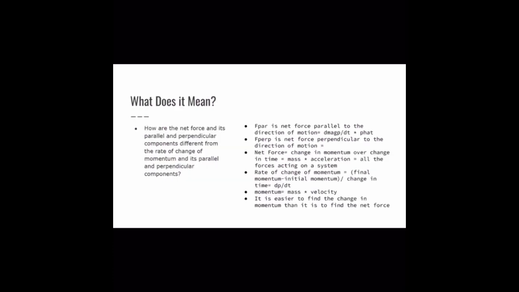What does it mean question: how are the net force and its parallel and perpendicular components different from the rate of change of momentum and its parallel and perpendicular components? F parallel is net force parallel to the direction of motion, equal to the change of magnitude over the change in time times P hat. F perpendicular is net force perpendicular to the direction of motion. Net force equals the change of momentum over change in time, which equals mass times acceleration, and that equals all the forces acting on a system. The rate of change of momentum equals the final momentum minus the initial momentum, so that's different from the net force. And momentum equals mass times velocity. It is easier to find the change of momentum than it is to find the net force.